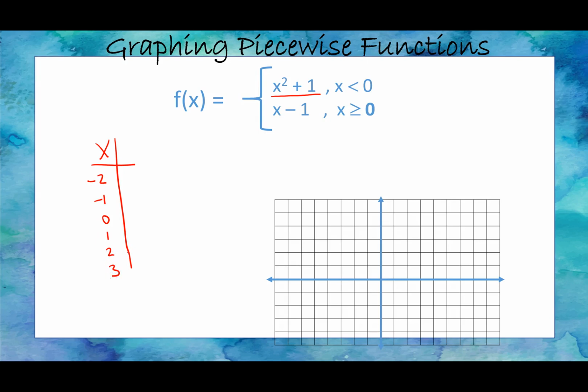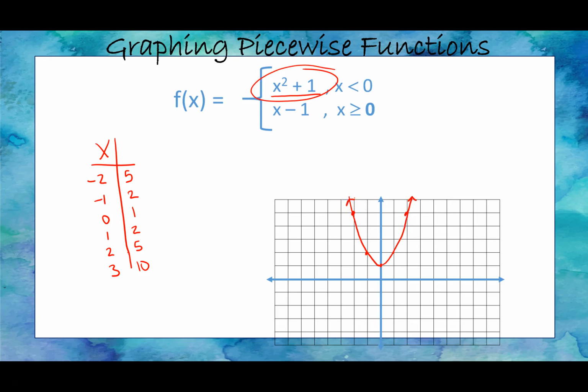Plugging into that, I get a 5. I'm plugging all into this. I get negative 1 squared is 1 plus 1 is 2. This gives me a 1. This gives me 2. This gives me 5. And then that gives me 10. So graphing that, I get negative 2, 5. Okay, then I get negative 1, 2. 0, 1. Here we go. All right, so I get this and that.